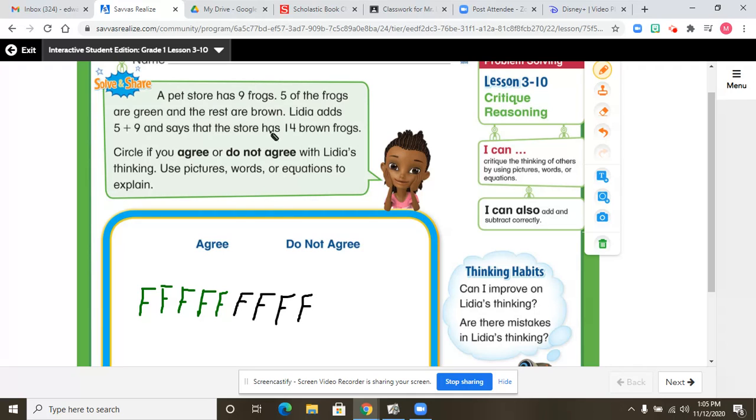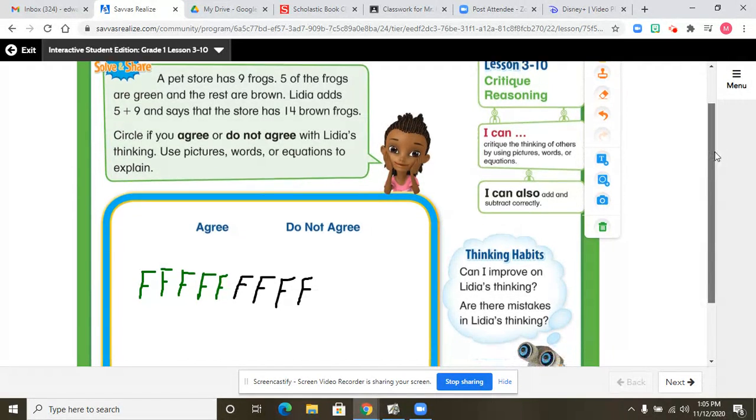Okay. Lydia adds 5 plus 9 and says that the store has 14 brown frogs. Okay, so if we look at the frogs that we drew, it says that the pet store has 9 frogs. Okay, 5 of them are green, the rest are brown. Now, if you look, the black here represents brown. She says that there are 14 brown frogs at this store.